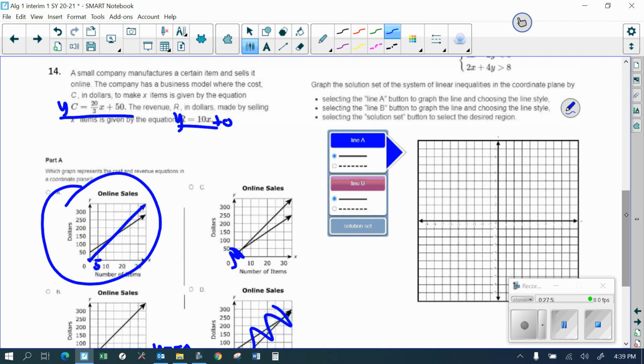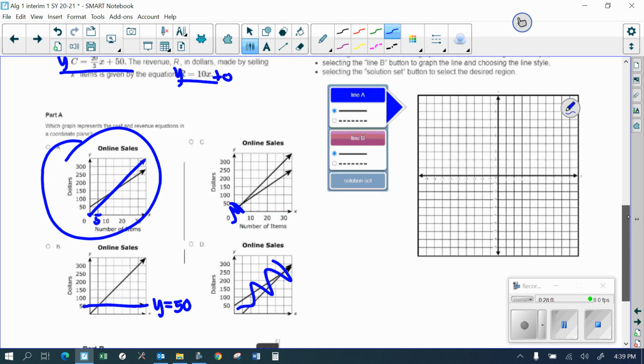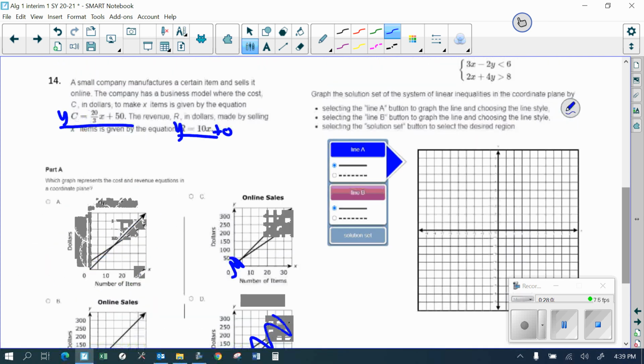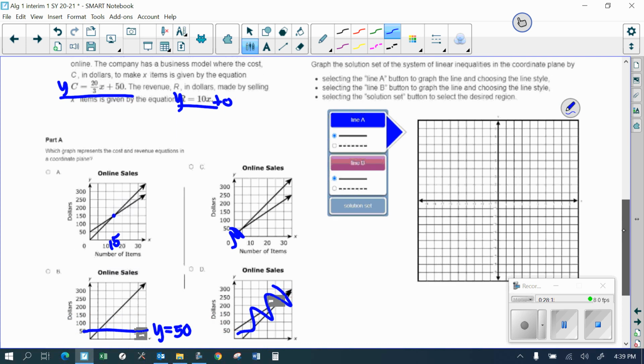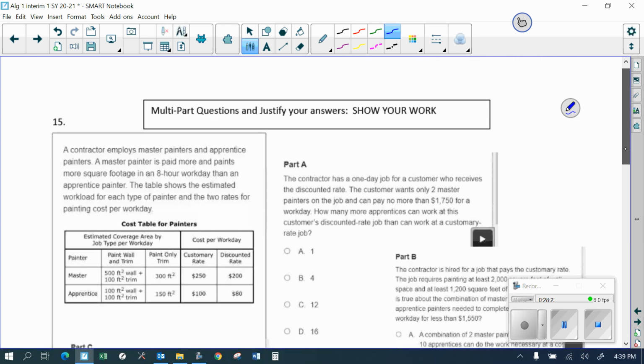All right, part B: how many items must the company sell in order for the cost to equal the revenue? That means where it intersects. So again, we have to use the right graph. It's this right here. So it intersects right there. At 15 items, it will cost $150. That's when revenue and cost are equal. So 15, real easy, point of intersection. Okay, next.